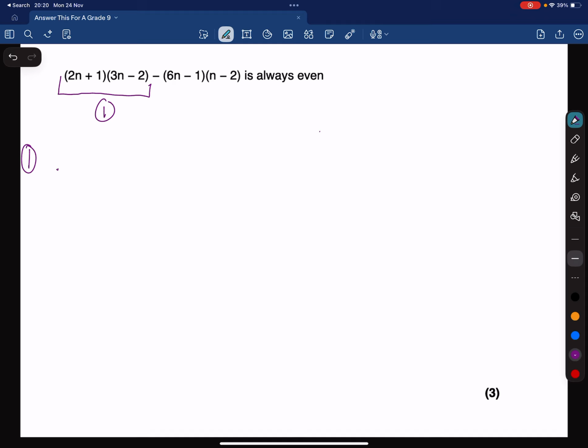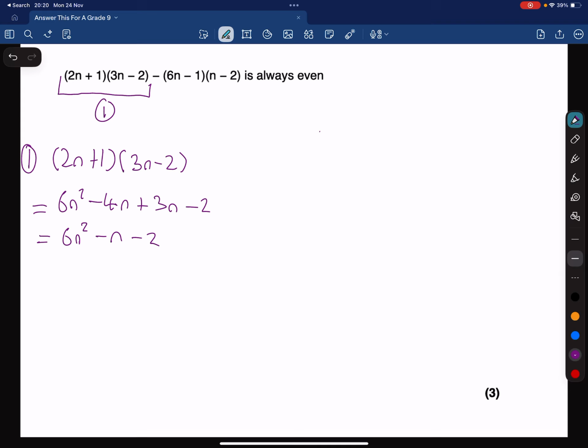So (2n + 1) multiplied by (3n - 2) is equal to 2n times 3n, which is 6n squared. 2n times minus 2 is minus 4n. Plus 1 times 3n, which is plus 3n. And then plus 1 times minus 2, which is minus 2. Simplify that. That is equal to 6n squared minus 4n plus 3n, which is minus n, minus 2.